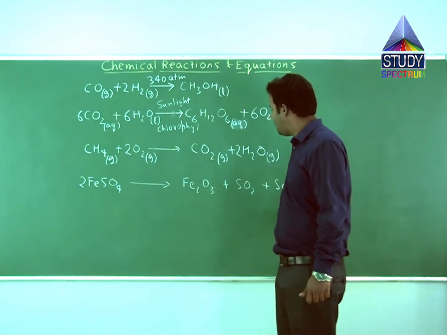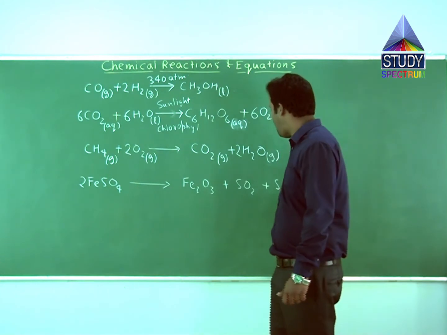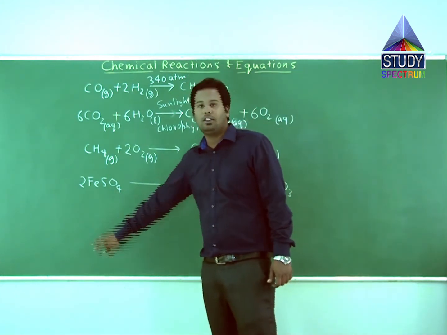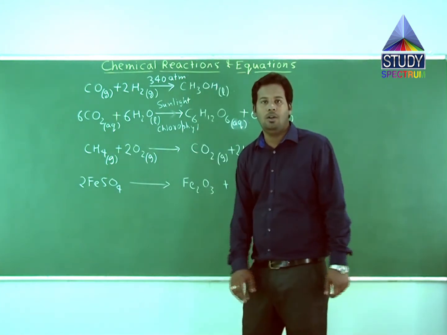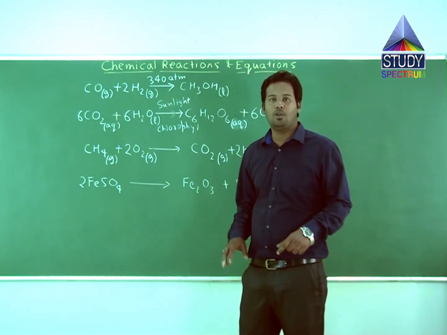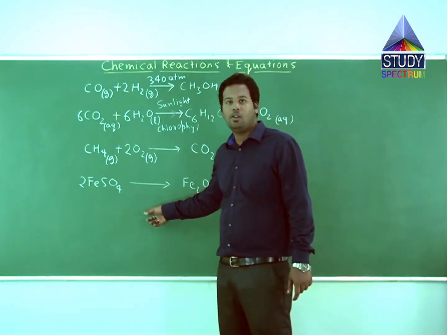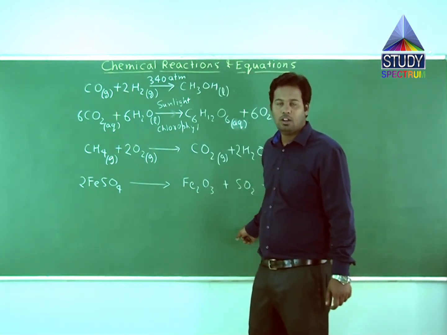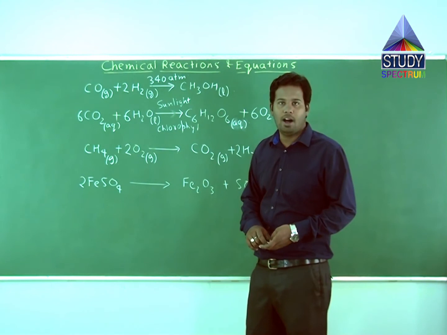So the number of oxygen atoms on the RHS, or product side, is also 8, and the number of oxygen atoms on the LHS is also 8. It means we have now balanced the number of atoms of each element on the left hand side and on the right hand side also. So we have followed the conservation of mass.